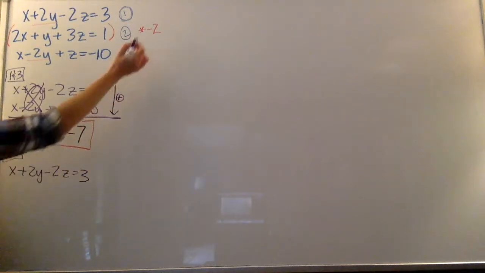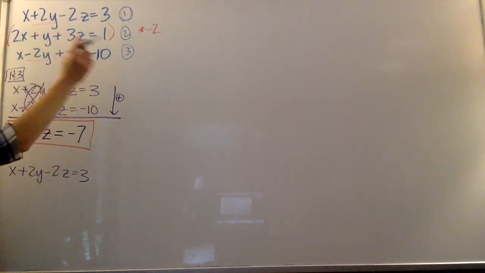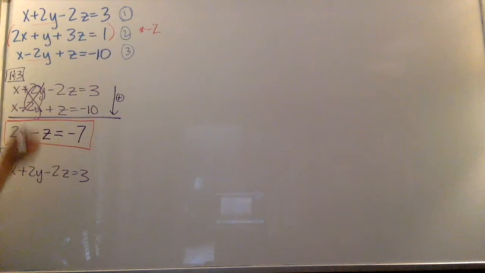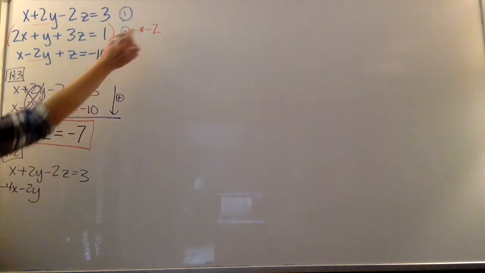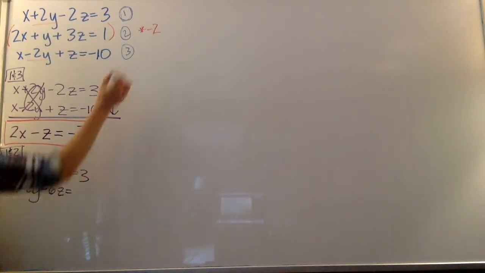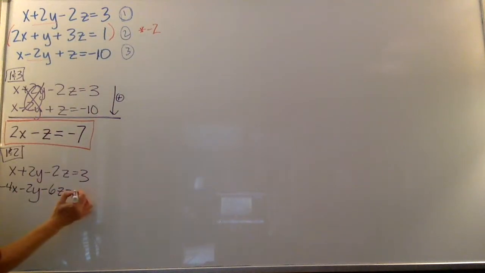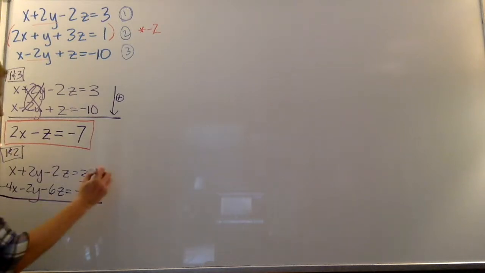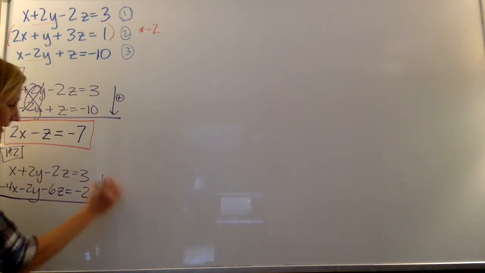And I'm going to go ahead and multiply this negative 2 by each of these terms. So help me out. Negative 2 times 2x gives me negative 4x. Negative 2 times a positive y gives me negative 2y. Negative 2 times positive 3z gives me negative 6z. And negative 2 times that negative 1, I didn't forget, gives me a negative 2.